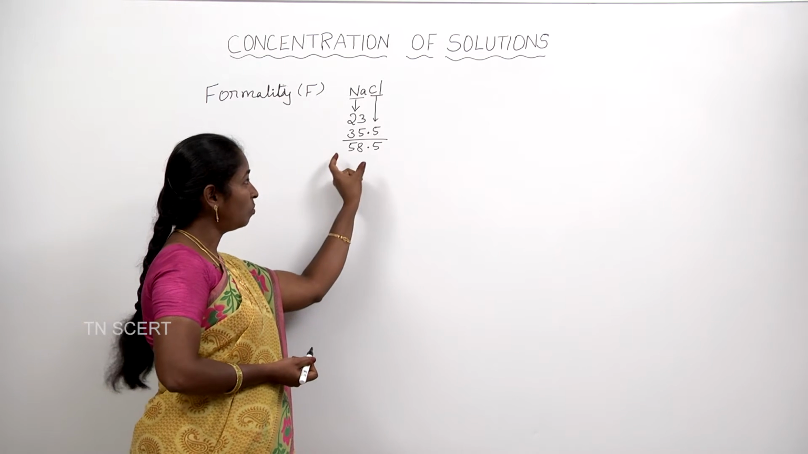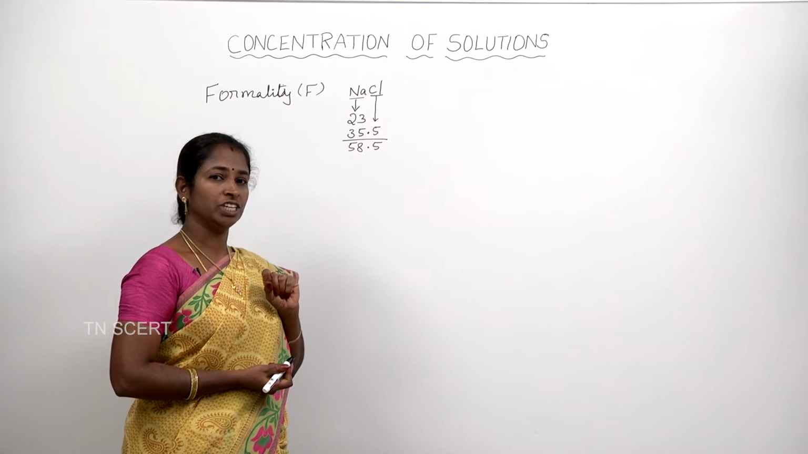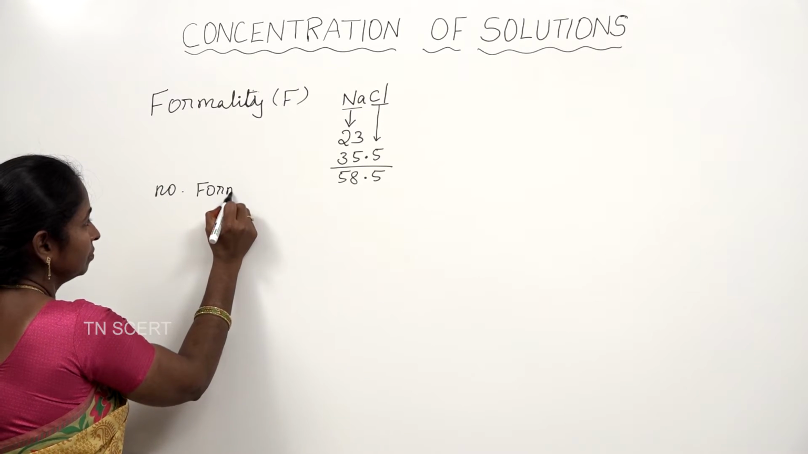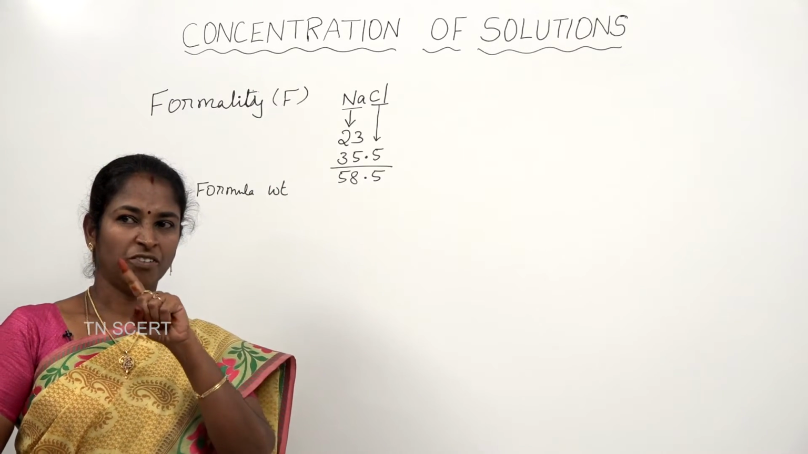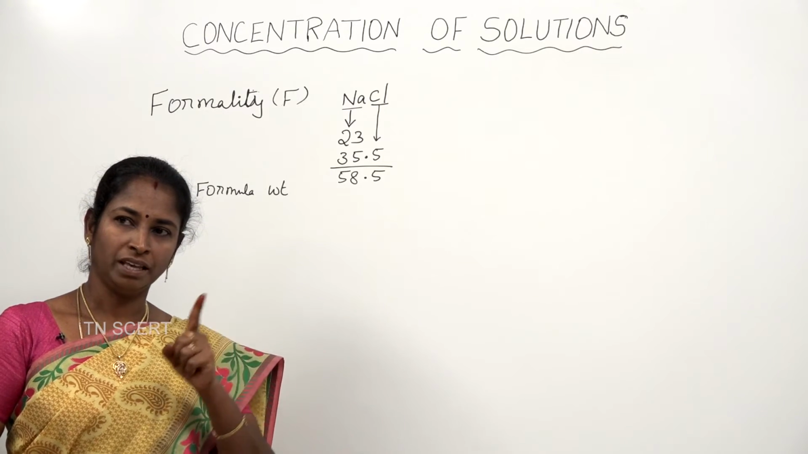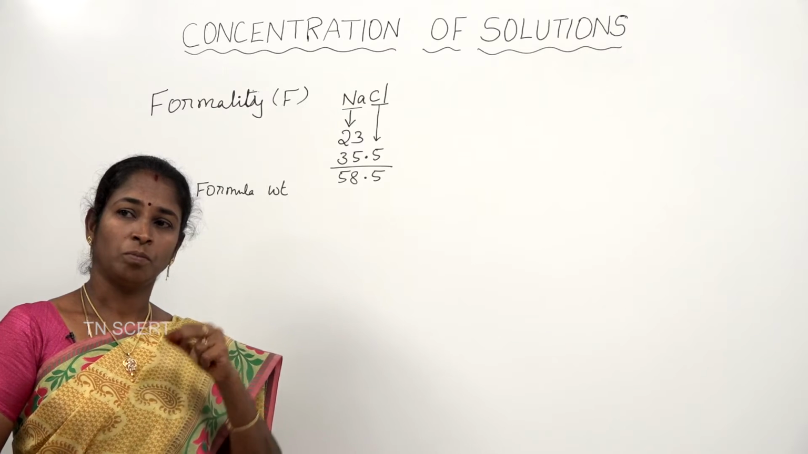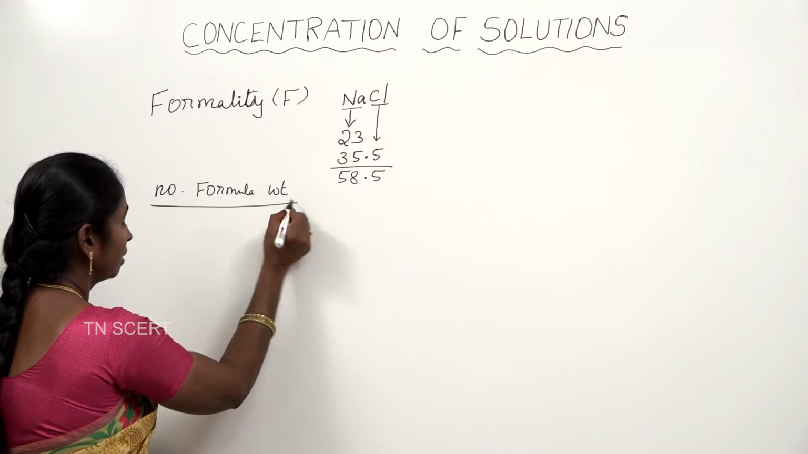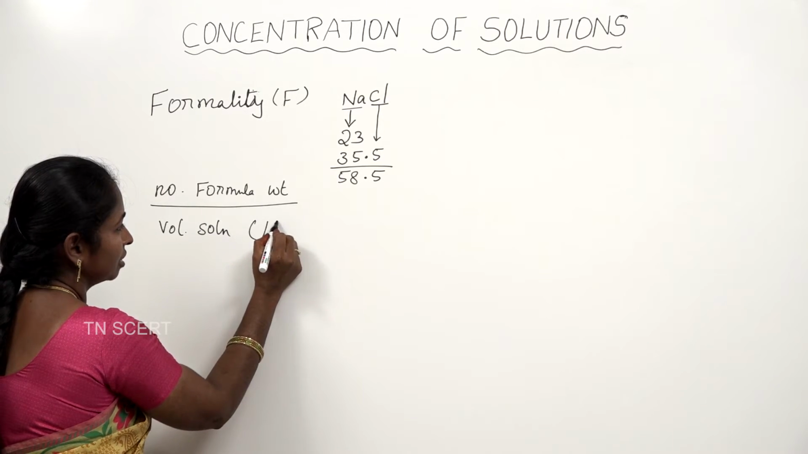Number of formula weight of the solute divided by volume of the solution in liter. What is number of formula weight? You know number of moles equal to mass by molar mass. Number of gram equivalents equal to mass by equivalent mass. And number of formula weights is equal to mass by formula mass or formula weight. So, divided by volume of solution in liter.